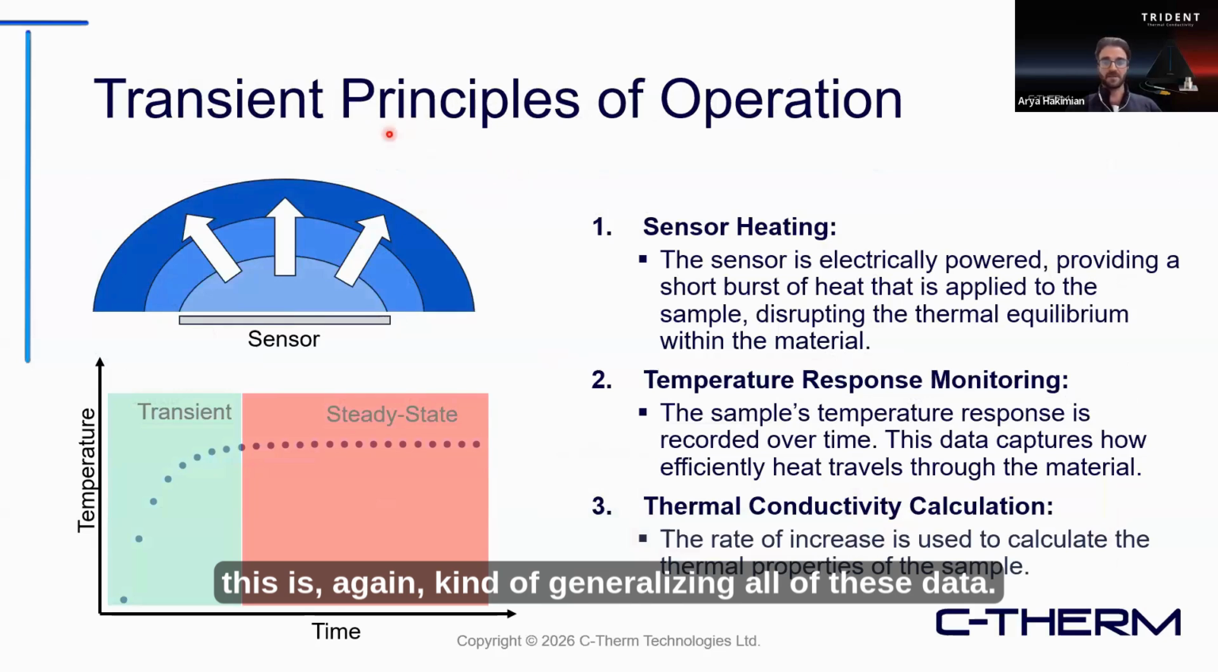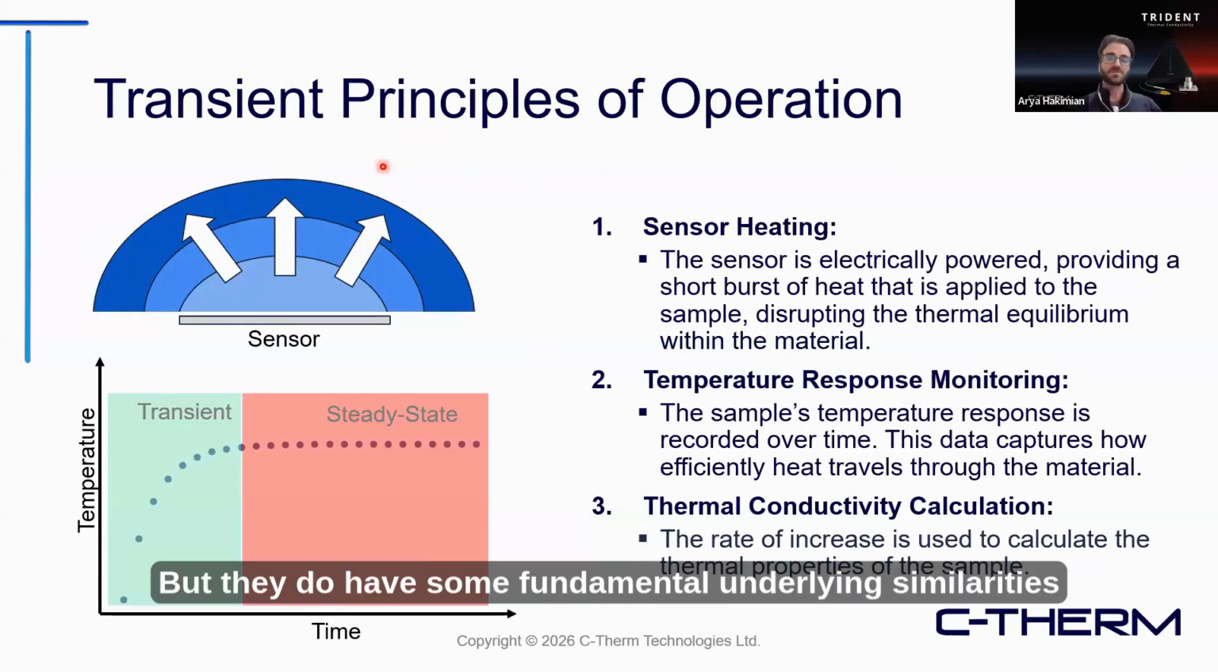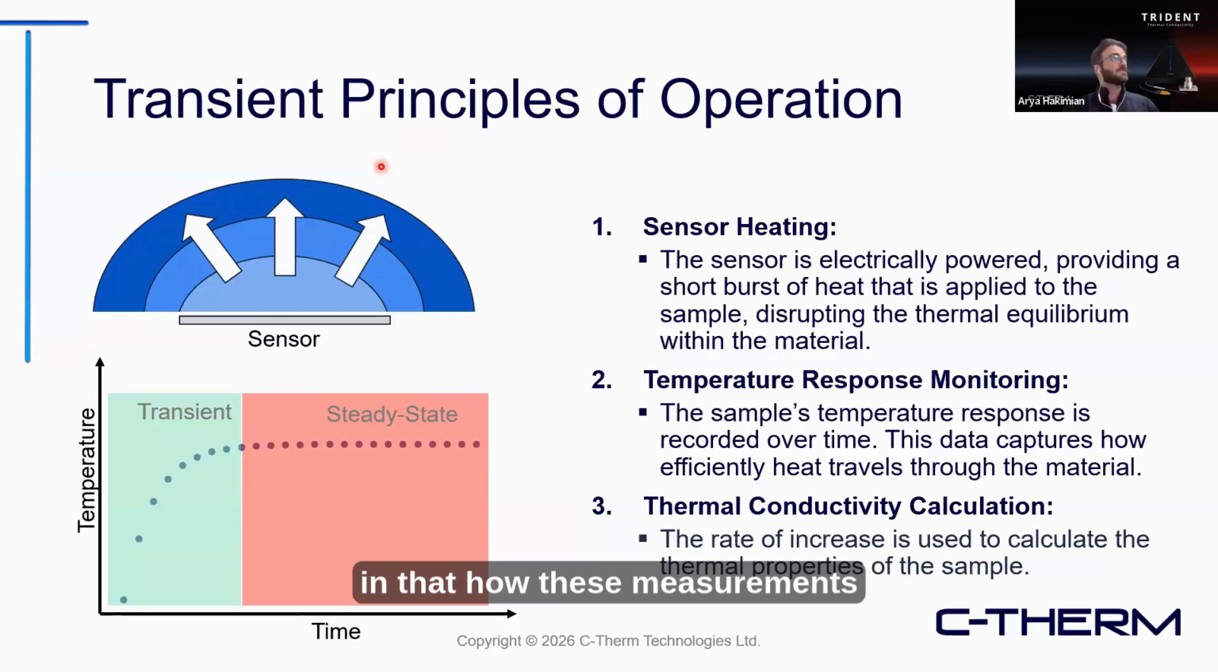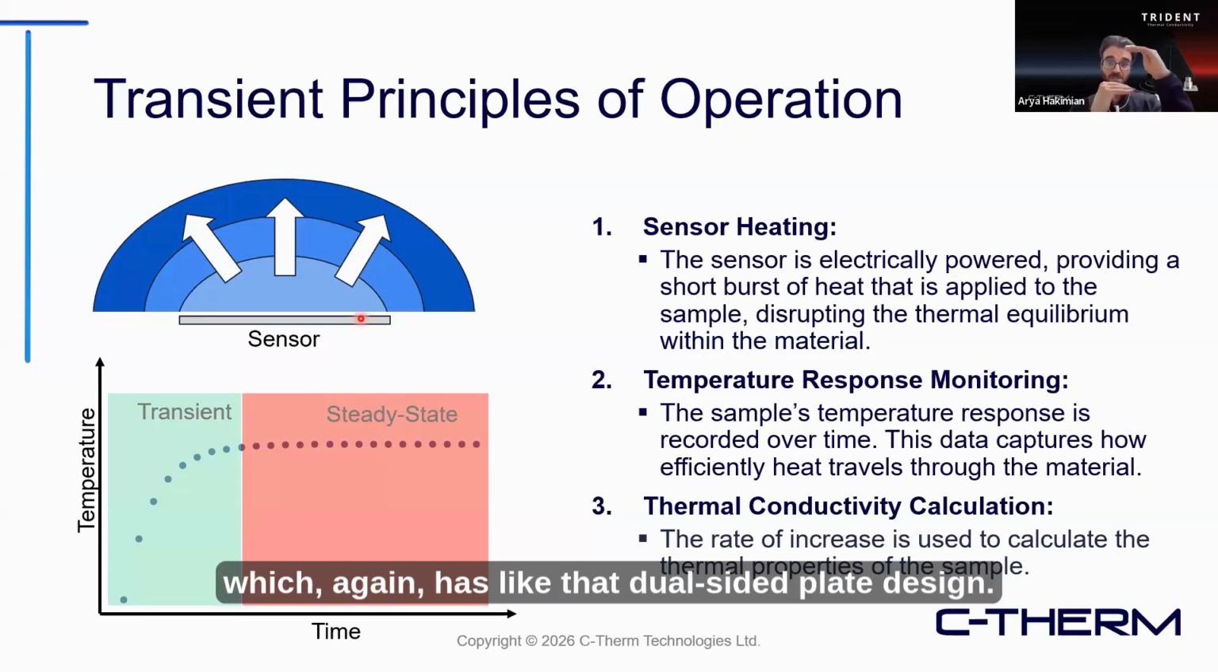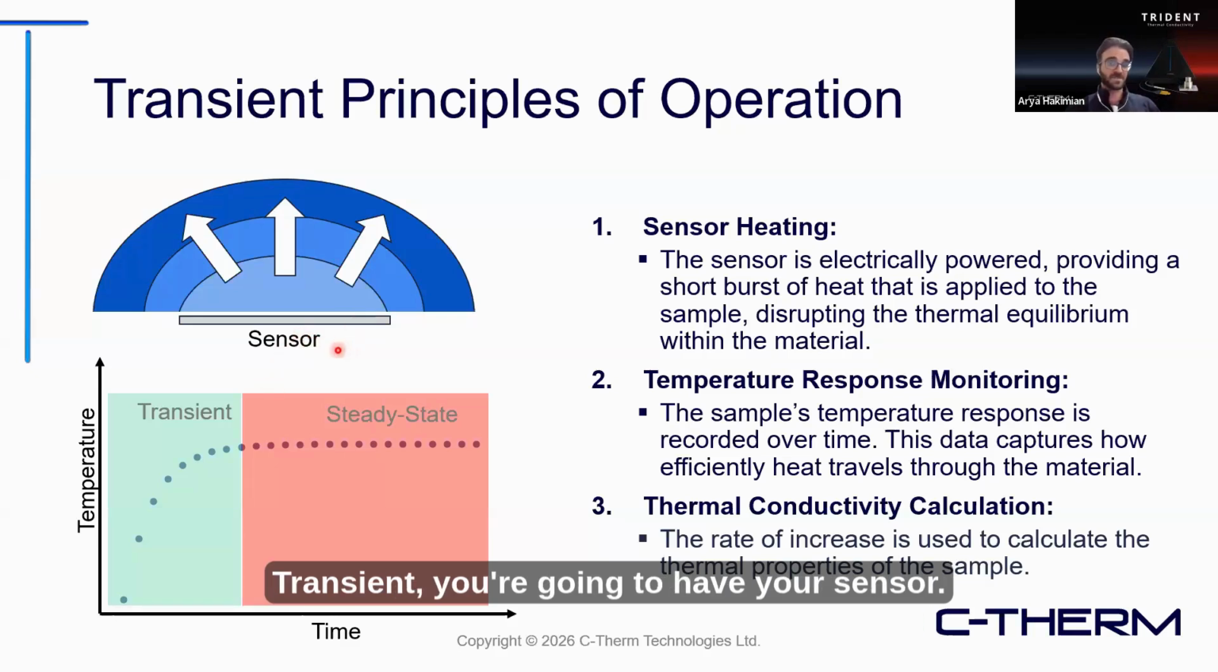Now, overall, this is generalizing all of these different transient methods, but they do have some fundamental underlying similarities in how these measurements work. Unlike steady state, which has that dual-sided plate design, in transient you're going to have your sensor. Sometimes it could just be a single surface point of contact. Some of the methods are double-sided, etc. But the sensor is placed in direct contact with your sample of interest. And these sensors are electrically heated to provide some thermal input to our system, which is, of course, going to change as a function of time. So you'll see a temperature rise occurring, and we are monitoring that change.